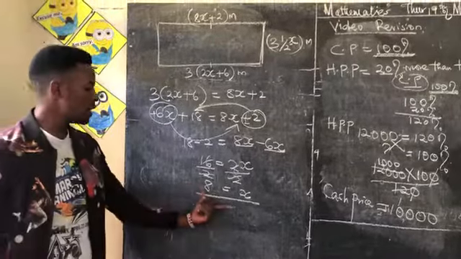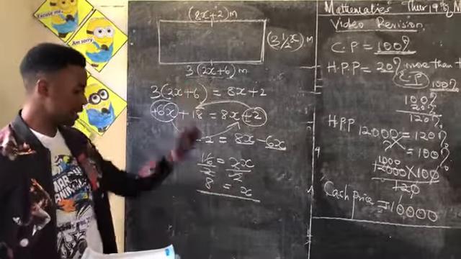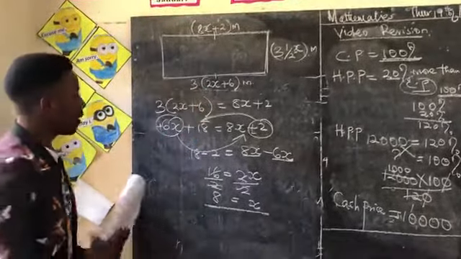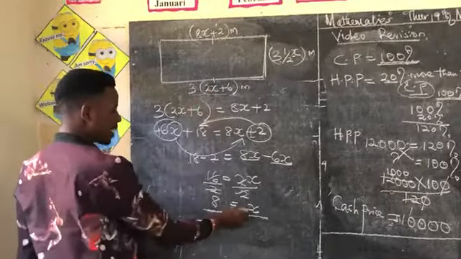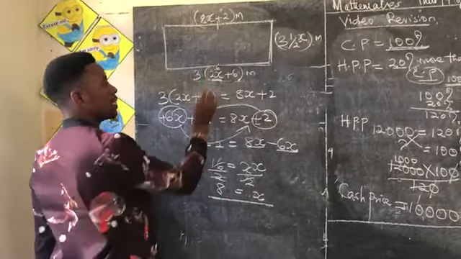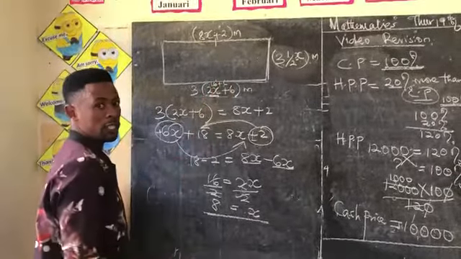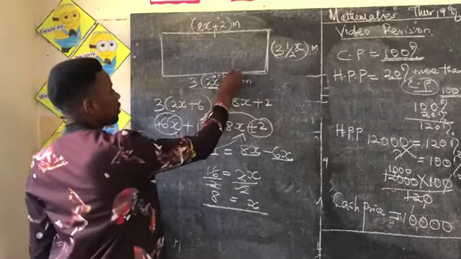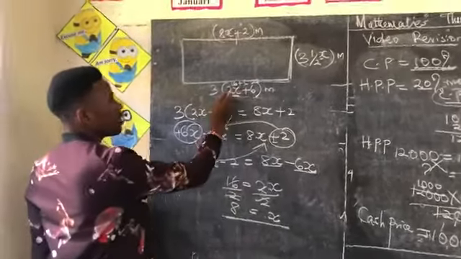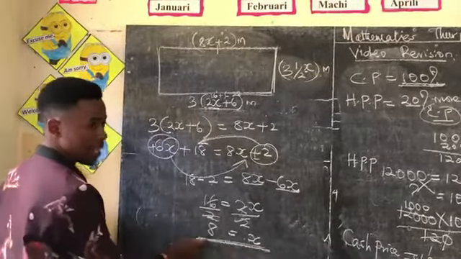Now, having got the unknown letter, which is x as 8, now we can do something called substitution. So, what if x is 8? 2x will be what? 2x will be 16, right? Plus 6, which is 22. 22 times 3. I hope you're getting that. We are finding the exact measurement of this side. So the value of x is 8.